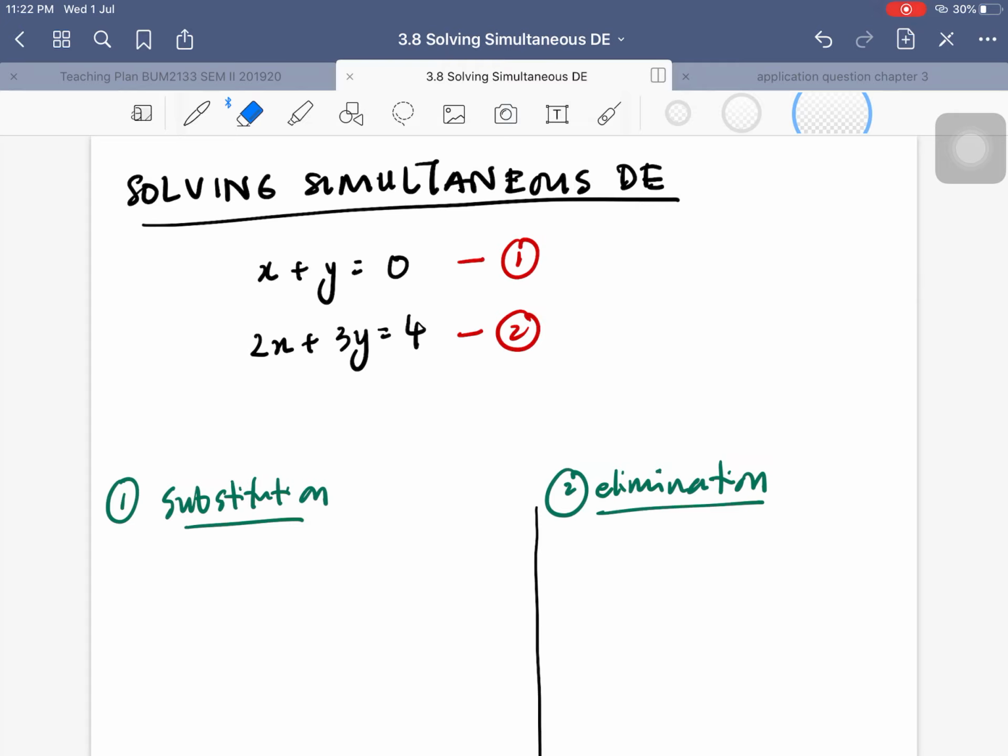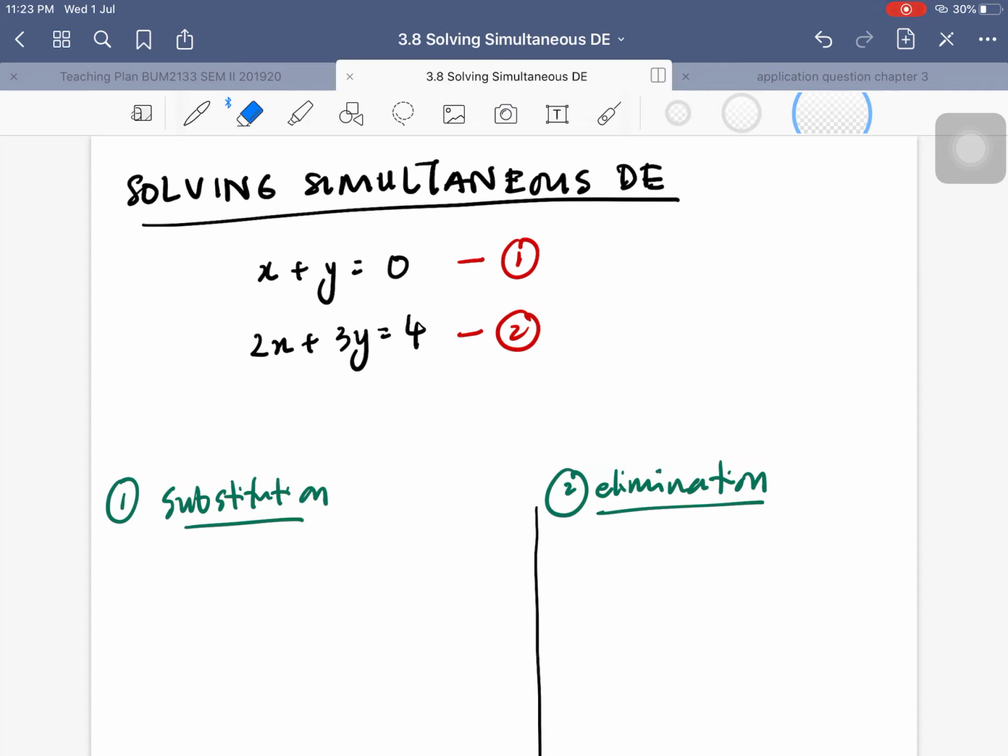Alright, in the previous two chapters, chapter 1 and chapter 2, we haven't yet solved simultaneous differential equation, just differential equation, but not simultaneous. Simultaneous means that you have two equations and you have to find two solutions that fit both of the equations. It's going to be true for both of them, right? So that is simultaneous equation.